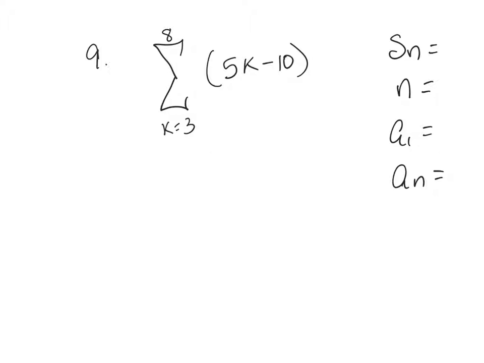So for this, we need all the same things because the formula is still the same. We just have to figure out how to find it. Now, to find n, you take the top guy minus the bottom guy and add 1. Don't forget to add 1. So that would be 8 minus 3 plus 1, which would be 6. And let me explain. What this is saying is we're going to be plugging in a 3, a 4, a 5, a 6, a 7, and an 8. Isn't that 6 things we're plugging in?